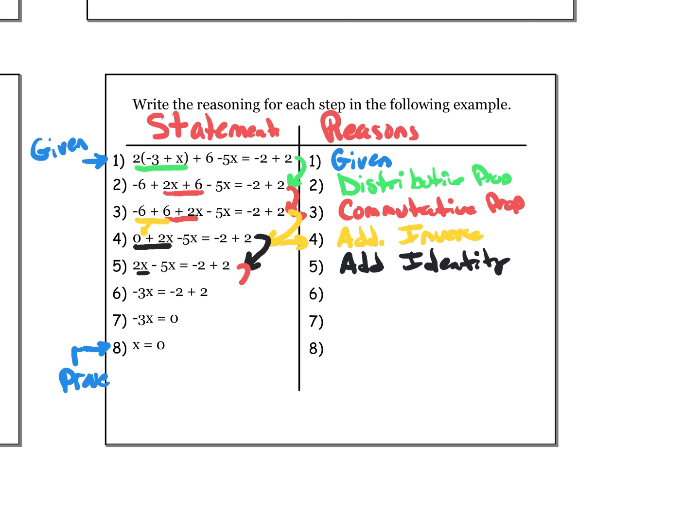What do we do to line 5 to get to line 6? Well, we took the 2x minus 5x, and that became negative 3x. So that is adding like terms. You could also put combining like terms. What do we do to line 6 to get to line 7? And that reasoning goes over here. And that negative 2 plus 2 became 0. So that's the additive inverse.